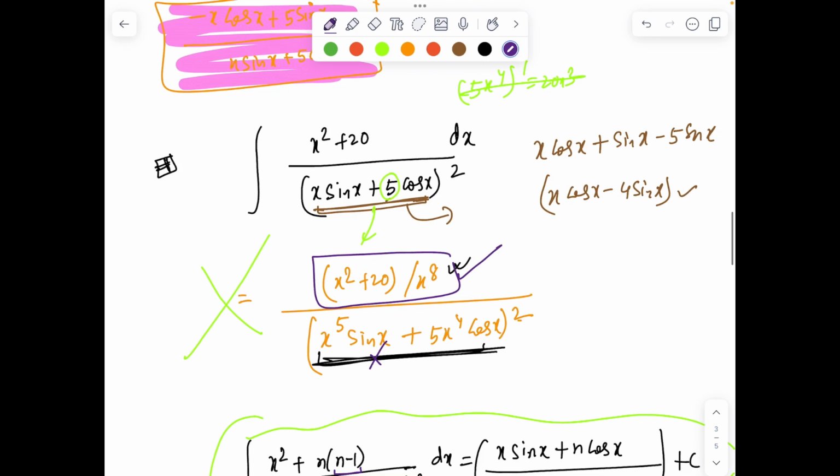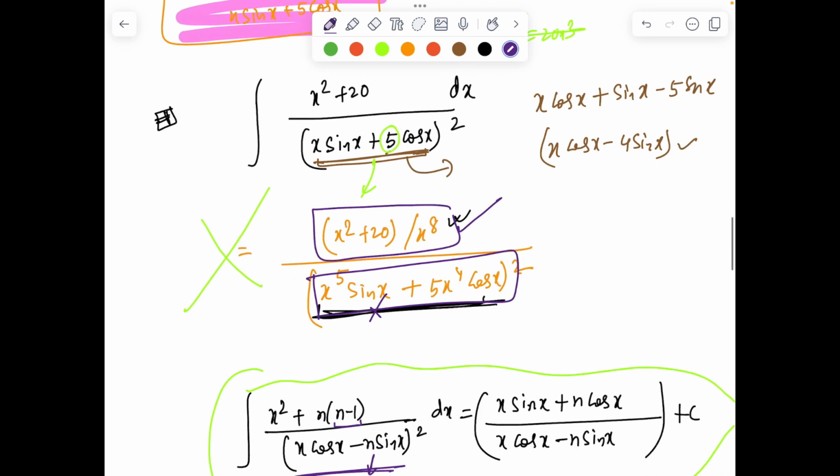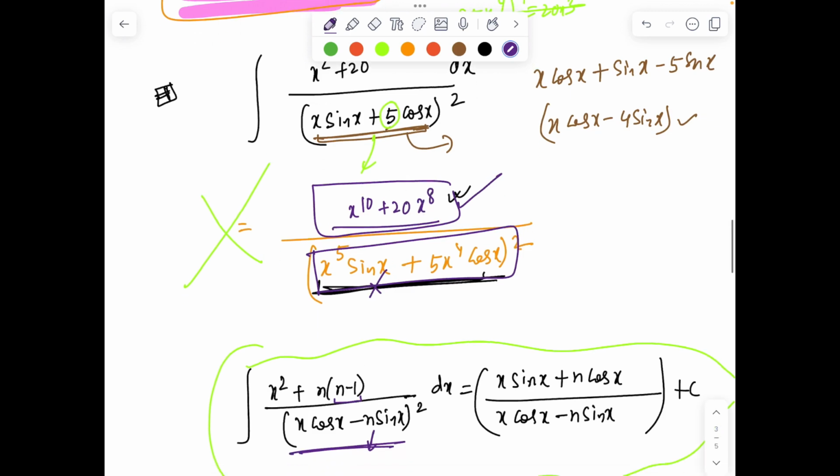Here we had given up because I multiplied with x to the power 4, so the numerator also gets multiplied with x to the power 4. So that will give x to the power 10 in fact, plus 20x to the power 8. And instead of giving up, we could have differentiated the denominator expression.